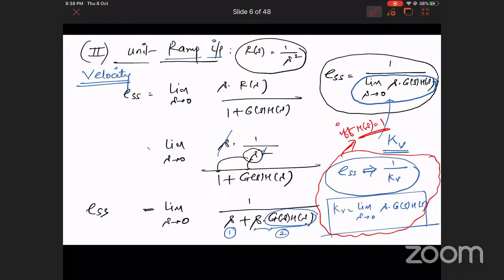See, every time KV will not become 0. It depends upon the G of s, h of s factor. Imagine G of s, h of s value is 1 upon s. Can't you see at this time s will get cancelled and KV will become 1. So you cannot comment that KV equal to 0. Don't blindly substitute s equal to 0 because G of s, h of s is not known to me. I hope you understand my point. So guys, I'm going ahead.